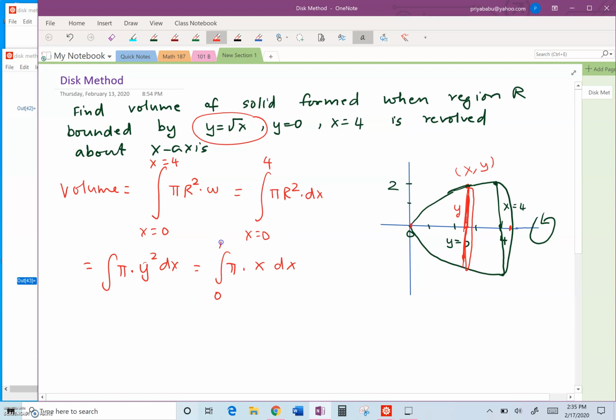From x equals 0 to 4. Now this is ready for integration. The integral from 0 to 4 of pi x dx is pi x squared over 2 from 0 to 4, which is pi times 16 over 2, which is 8 pi.